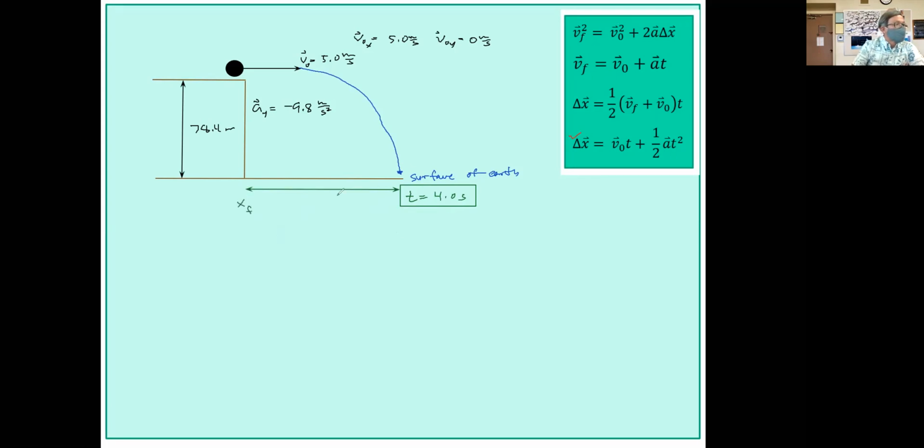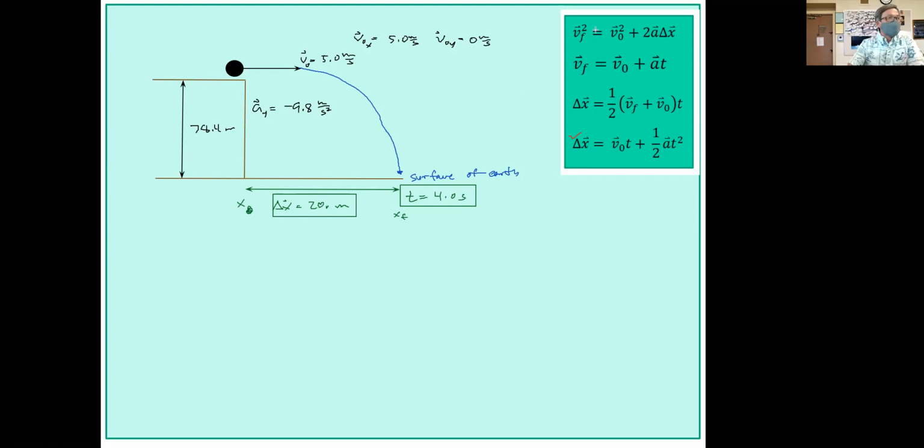I'm sorry, x initial, not x final. From x initial to x final, the range is something we were able to solve for also yesterday, because there's only one equation that we can use to solve for this one. Please make sure you check that as well if you have any questions. It is going to be 20 meters. So we were able to discover the range and the time interval of this particular motion.